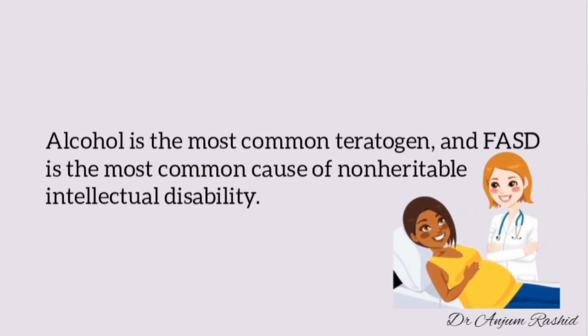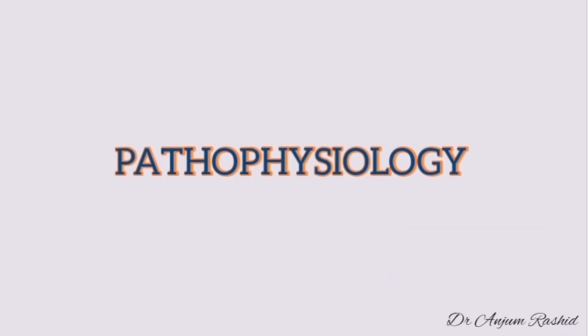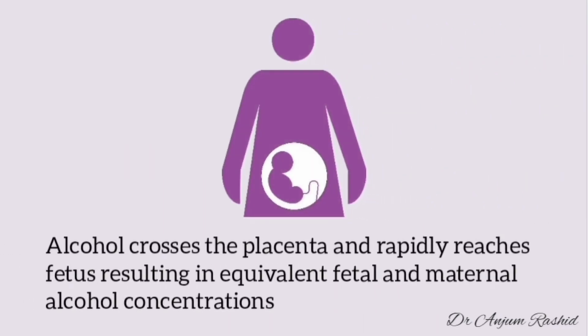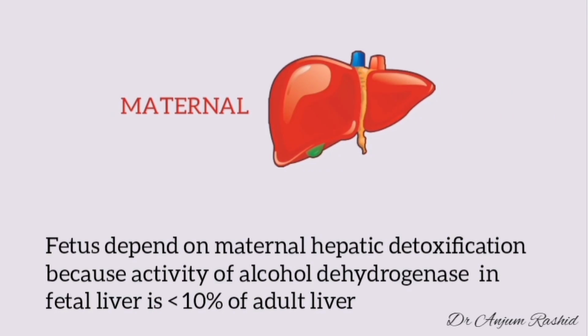Now friends, alcohol is the most common teratogen, and fetal alcohol spectrum disorder is the most common cause of non-heritable intellectual disability in children. Now I will discuss the pathophysiology of fetal alcohol syndrome. When a pregnant woman drinks alcohol, it crosses the placenta and rapidly reaches the fetus. This results in equivalent fetal and maternal alcohol blood concentration. Fetuses depend on maternal hepatic detoxification of alcohol because the activity of alcohol dehydrogenase in the fetal liver is less than 10% of that of the adult liver.